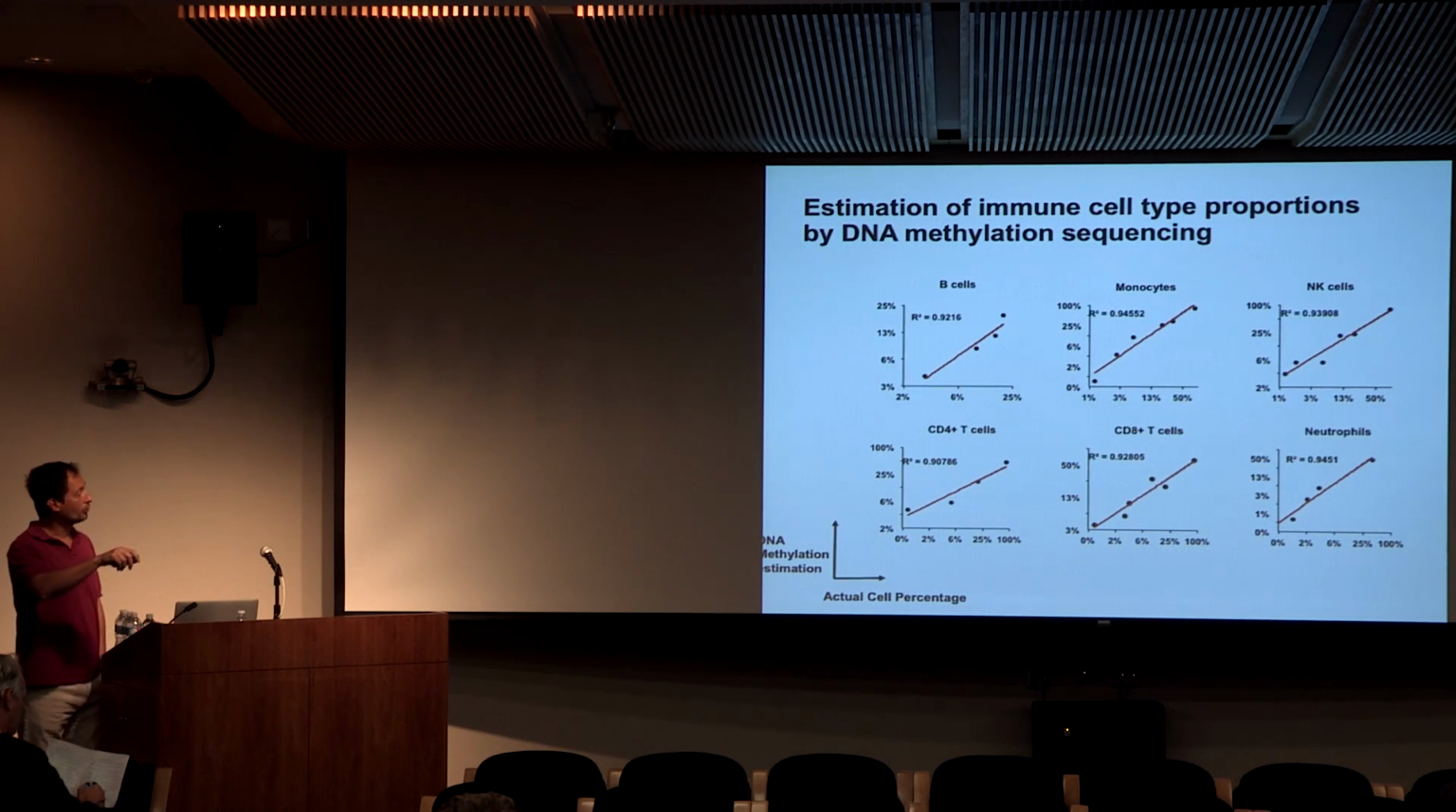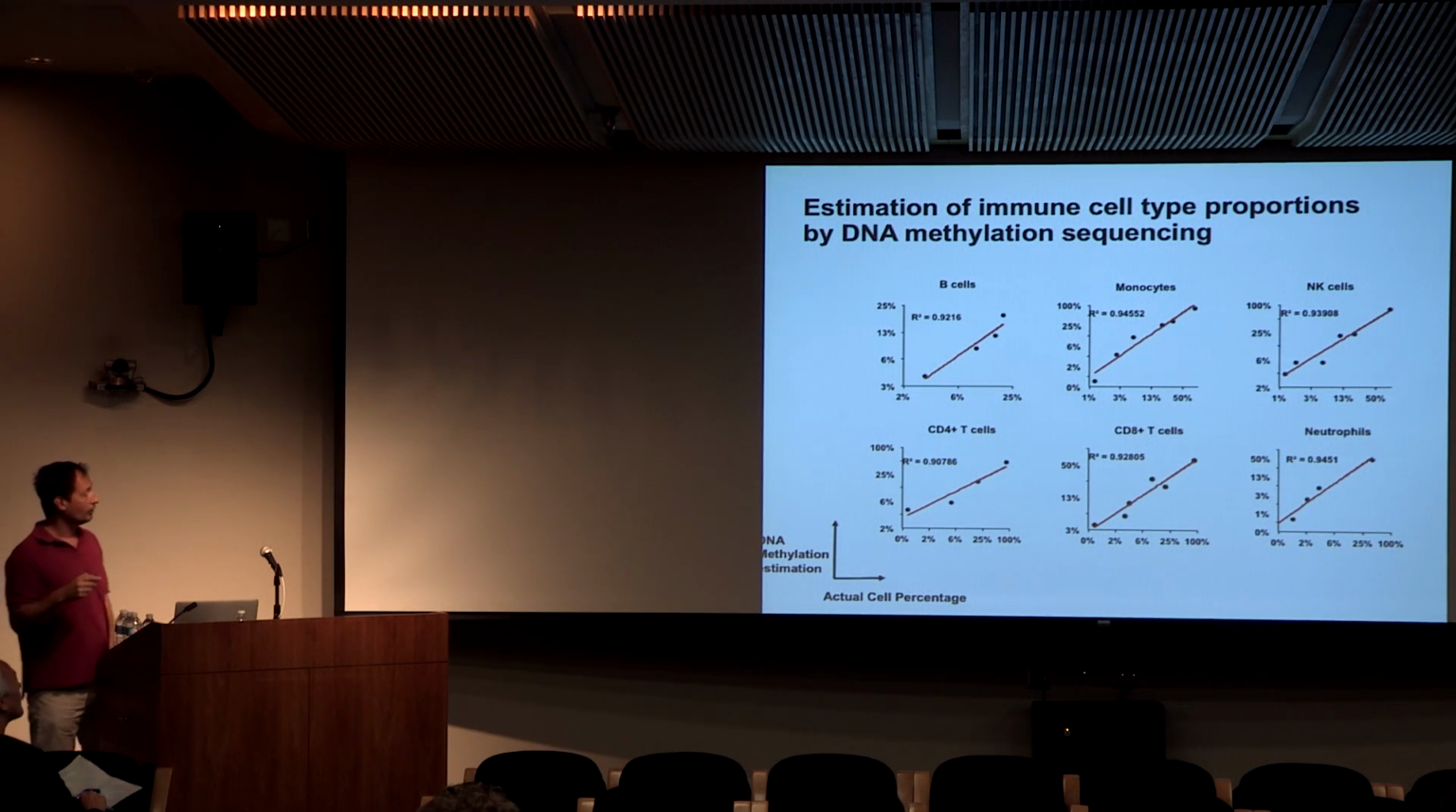And the approach works remarkably well over quite a broad range. This shows the correlation between the actual percentage that we know went into the mixture and the inferred percentage that we obtained using this system. You can see that the two are very strongly correlated, and for all six cell types, over quite a broad range, even down to just a few percent, up to mixtures that contain nearly 100% of that particular cell type.